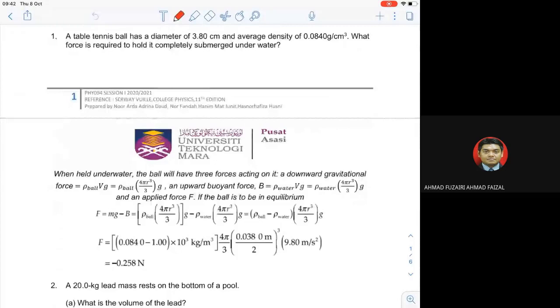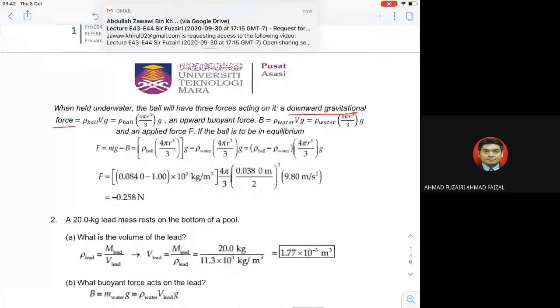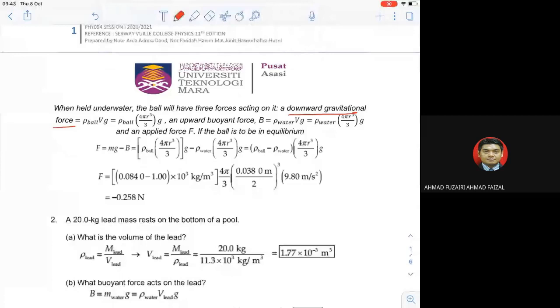Because we must consider the ball is not rising by itself, it needs to be held down. Sebab dia kata what force is required, maksud dia perlu ada external force. So ada tiga jenis force. Force yang pertama, downward gravitational force, itu yang kita buat adalah V, density of the ball, V ball dengan G. Okay, and lagi satu, buoyancy force. Ada V, ada rho of the water, because we are using water. Lepas tu V of the water sama macam ball, boleh potong lah kali dengan G kan.